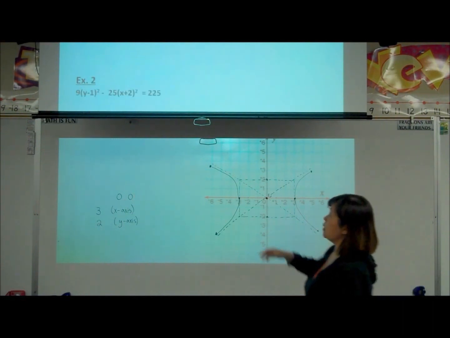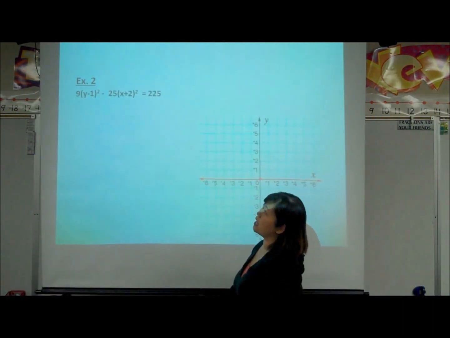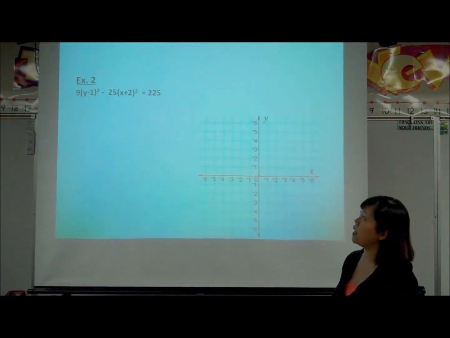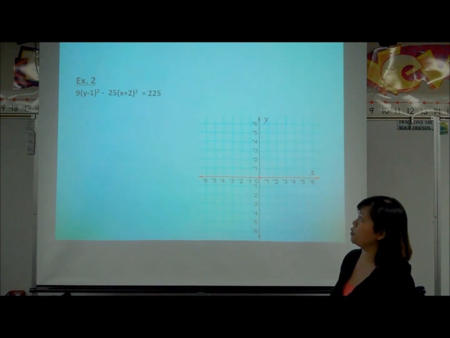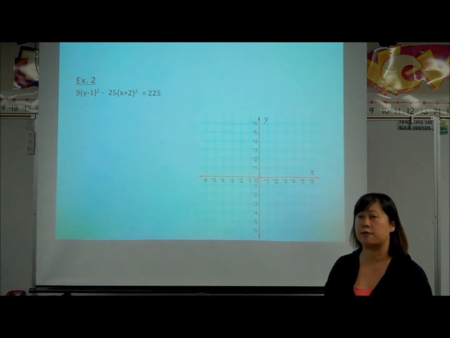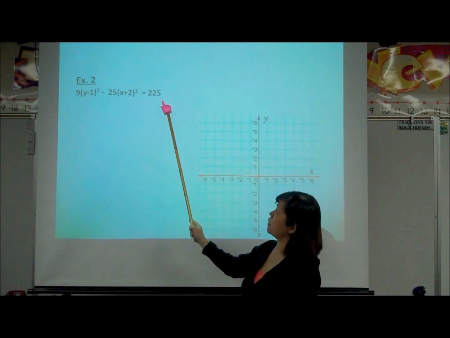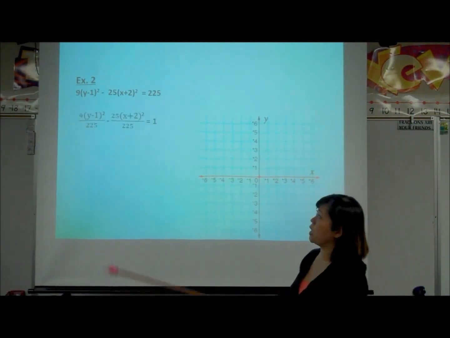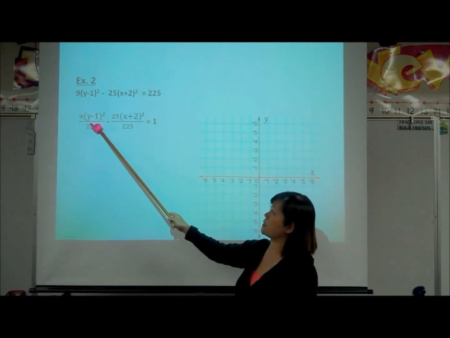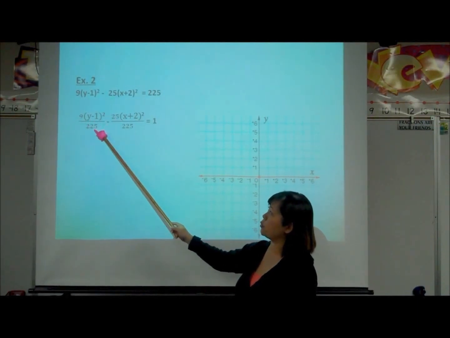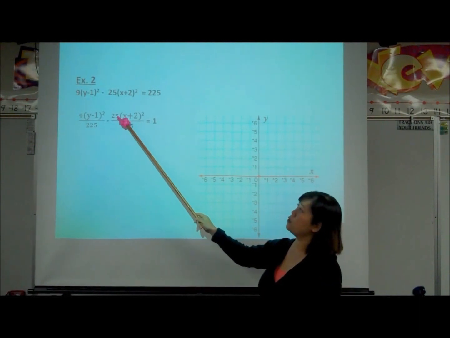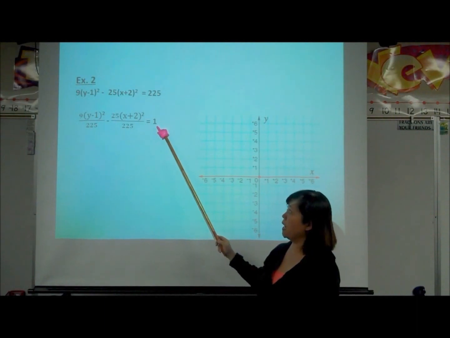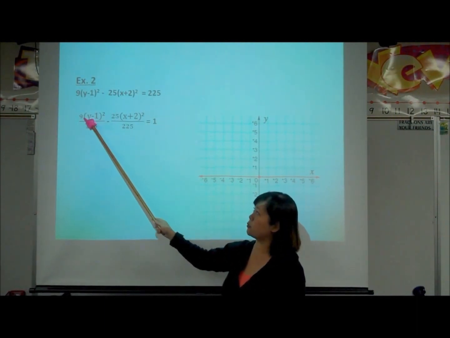Example number 2. So example number 2 says we have this 9 times (y minus 1) squared, and we have this minus 25 times (x plus 2) squared, and then equals 225. So same thing, I want to have a 1 on this side right here, so we're going to divide both sides by 225. So then we have 9(y minus 1) squared over 225 minus 25(x plus 2) squared all over 225 equals 1. And we should be able to simplify this right here as well.